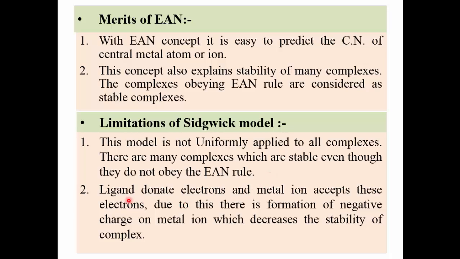Second limitation, now see, we know that in the formation of a metal complex, ligands donate electrons and the metal ion accepts these electrons. Due to this, there is formation of negative charge on the metal ion, which decreases the stability of the complex. Ligand donates electrons to the metal ion, that means negative charge is donated, that means negative charge increases. Then how can we say that the metal complex becomes stable? It does not increase, it decreases.